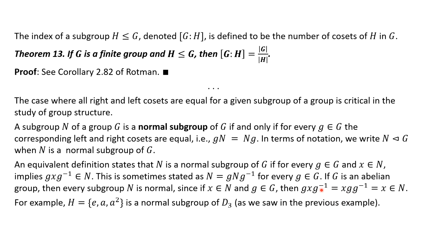And then we can just invert the order, because we're assuming an abelian group in this case. Then, of course, the G times its inverse is just the identity, and we get X. And so that X is in N fulfills this property here. For example, H equals the identity, A, and A squared is a normal subgroup of D3, the dihedral group 3, that we saw in the previous slide.